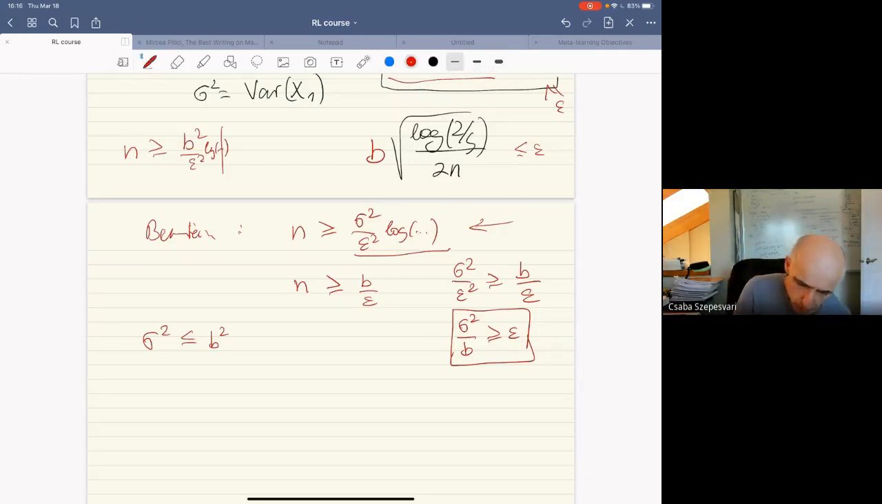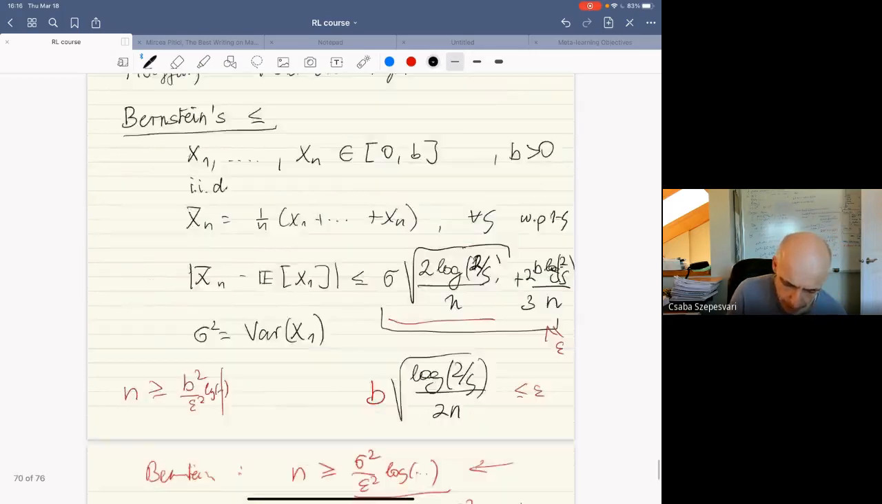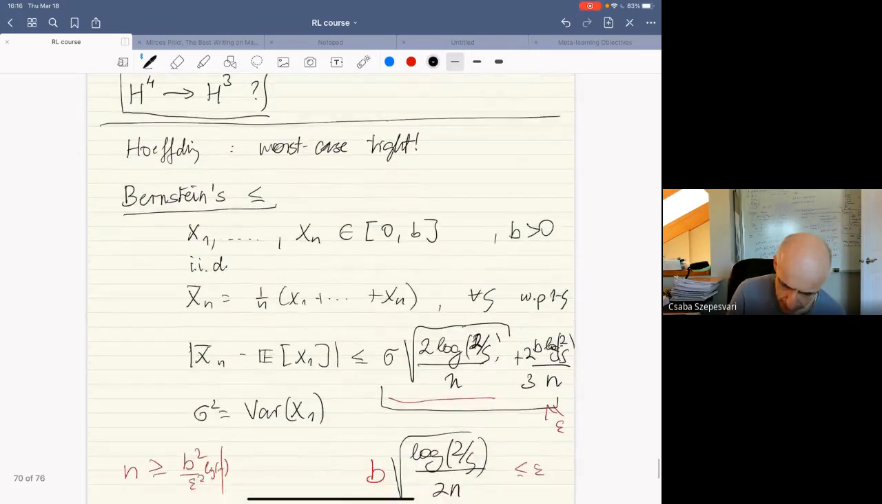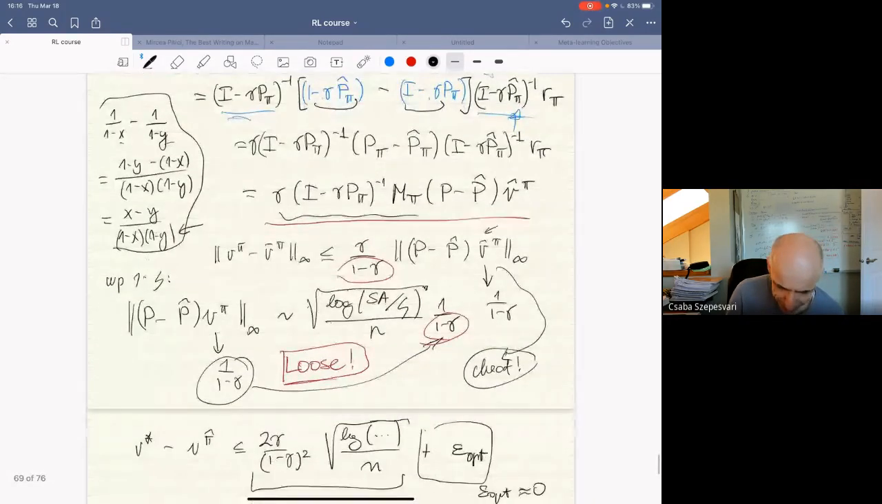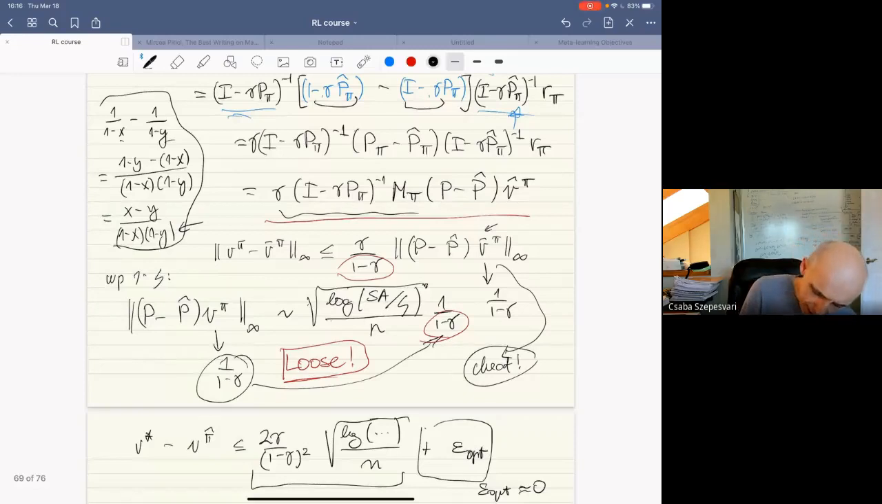So what happens in our case? Well, we don't know the variance. What is the variance that we're talking about? Whose variance are we talking about? Oh, here is where Hoeffding was applied. So this was Hoeffding. Sneakily, we were applying Hoeffding here at every state-action pair.